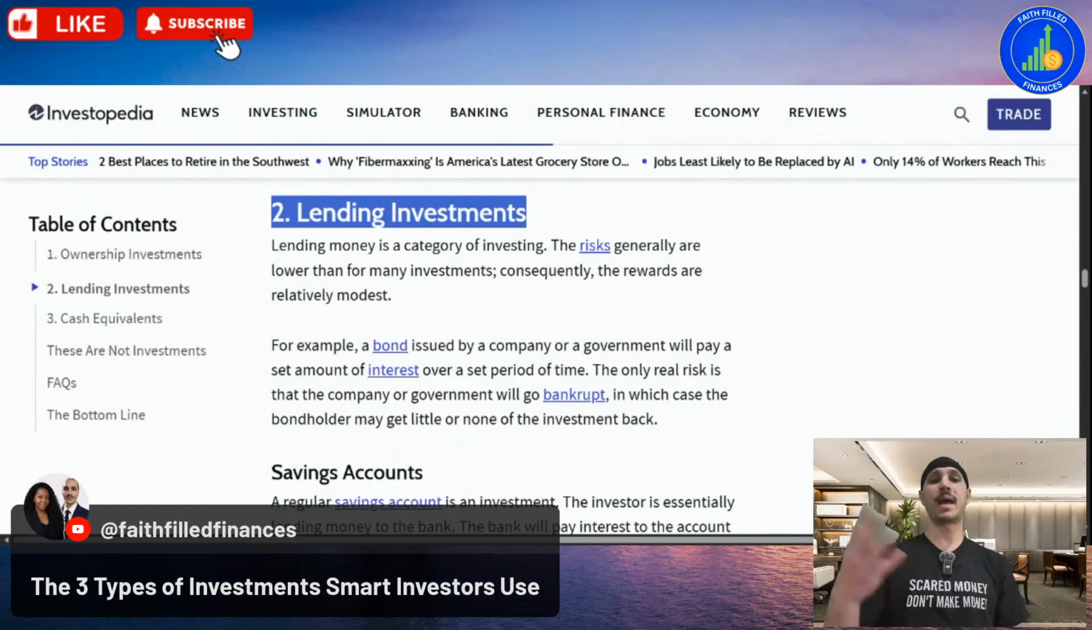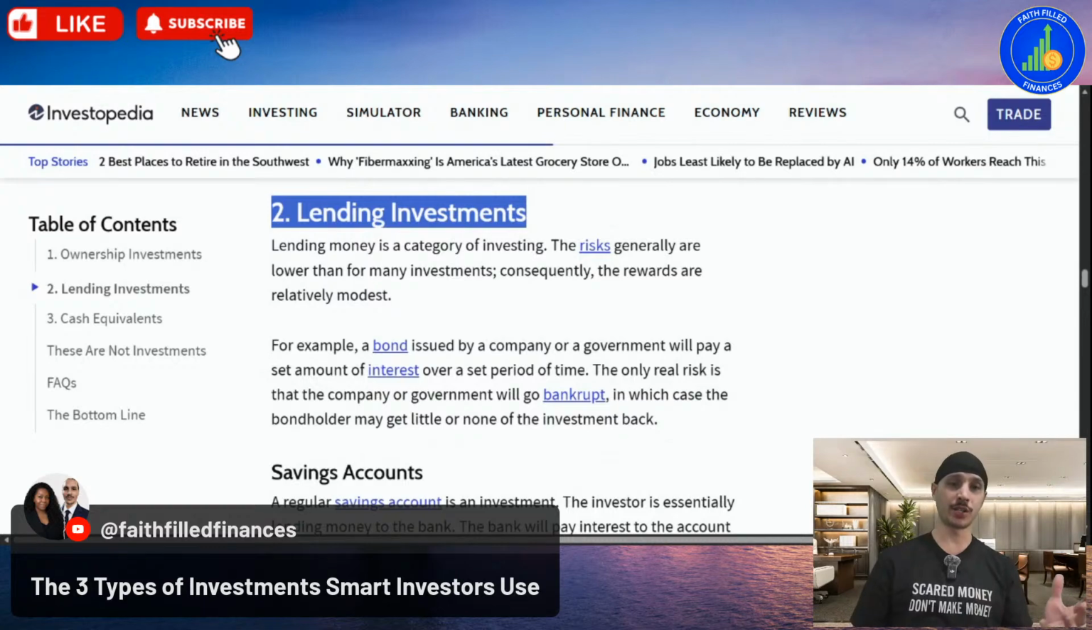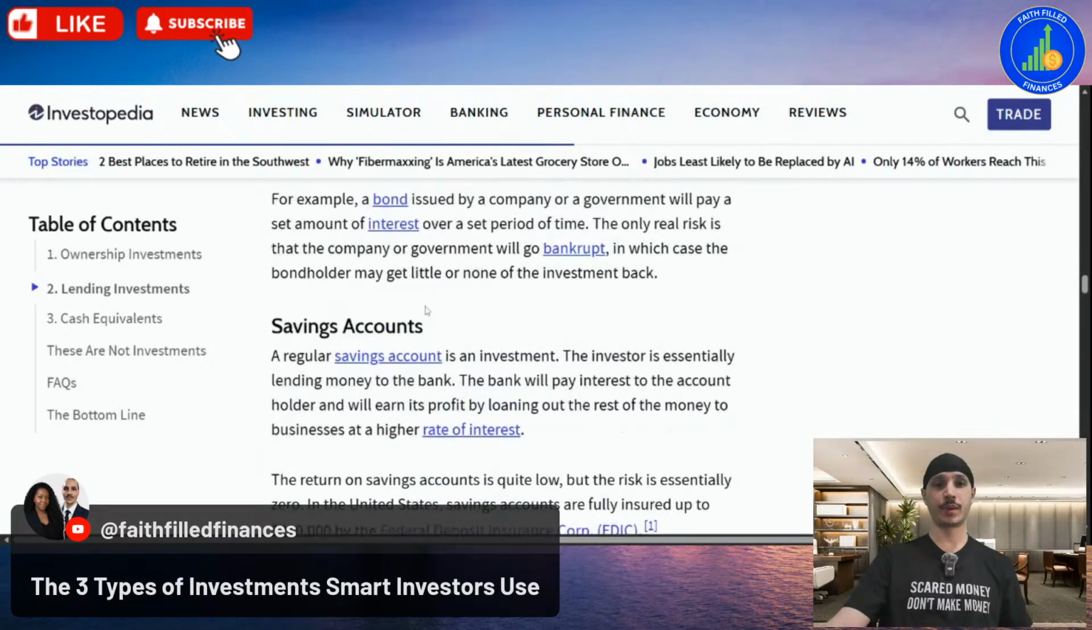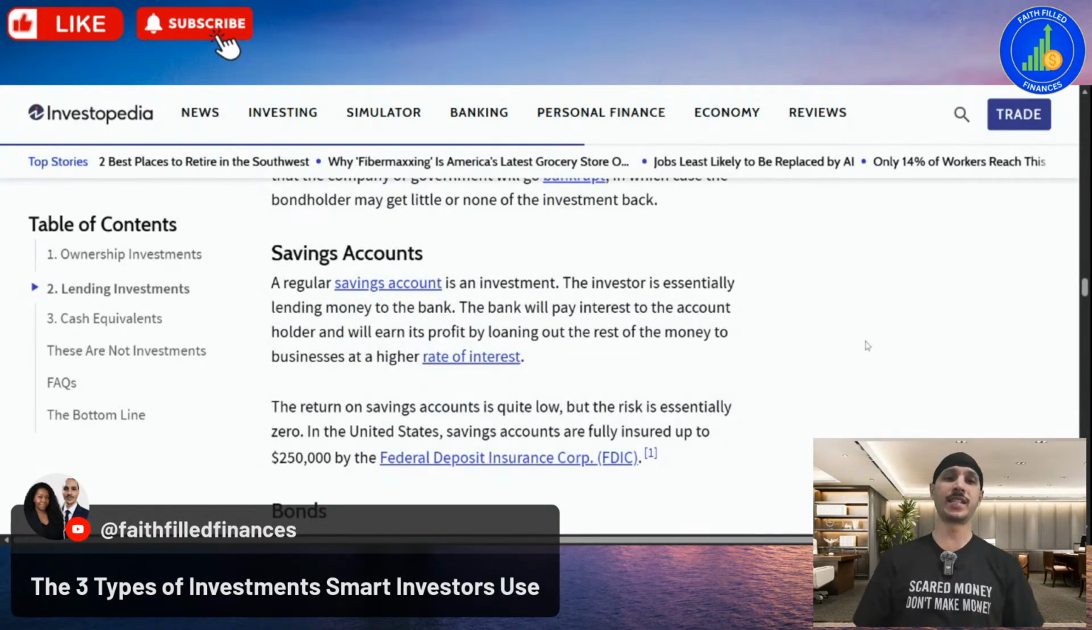For example, a bond issued by a company or a government will pay a set amount of interest over a set period of time. The only real risk is that the company or government will go bankrupt, in which case the bondholder may get little to none of the investment back. Savings accounts. A regular savings account is an investment. That's right.